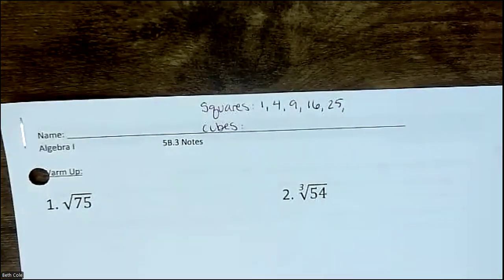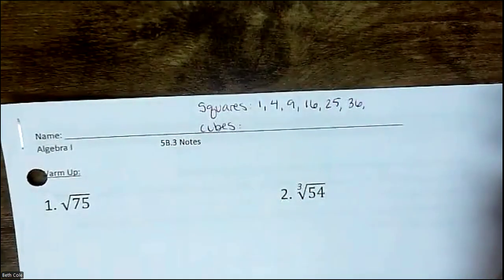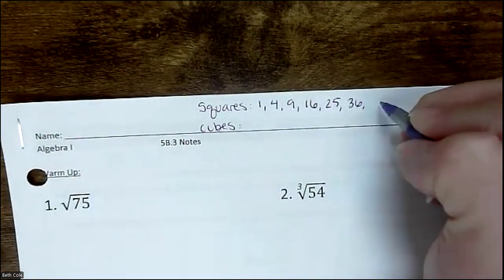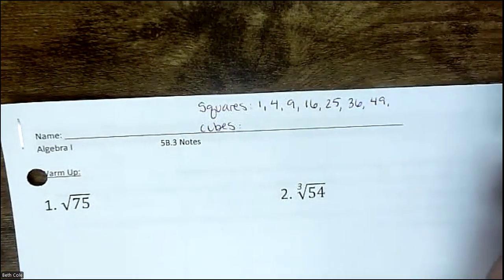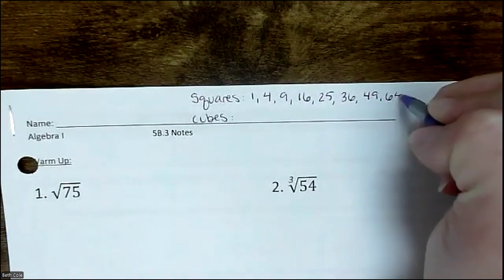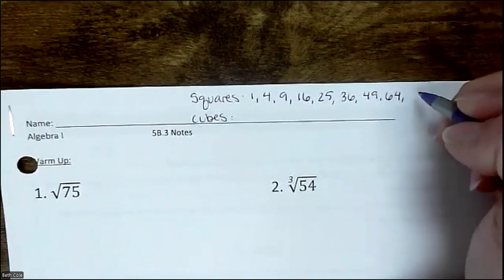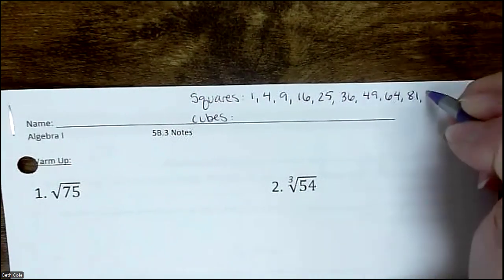25 is correct. Thank you. 6 squared is 36. Do you know 7 is close? You can use a calculator. I'm just seeing what you know. 8 squared. So it's 8 and 8. 8 times 8 is 64. All right. 9 squared. Good job.